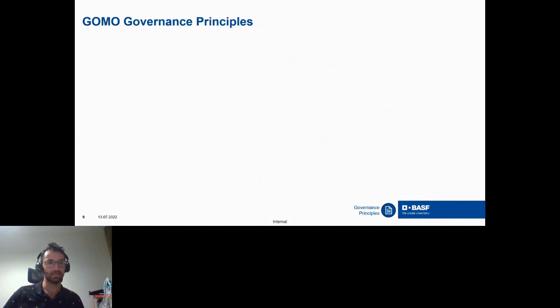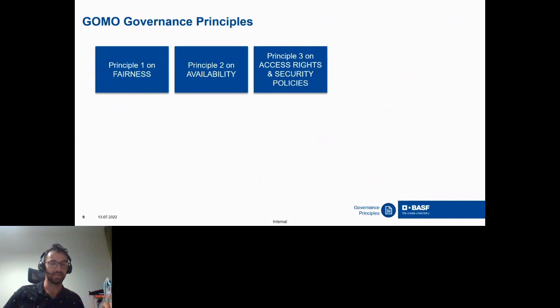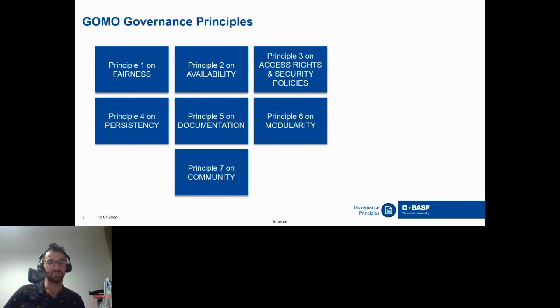We have a principle stating that ontologies must be FAIR, a principle with a lot of recommendations attached to it; a principle on the availability and accessibility of ontologies to the organization's community; a principle on having security policies and access rights defined for ontologies; another principle for the persistency of the different versions of an ontology; and another one that states that an ontology must have human readable documentation to provide context, description, and examples.